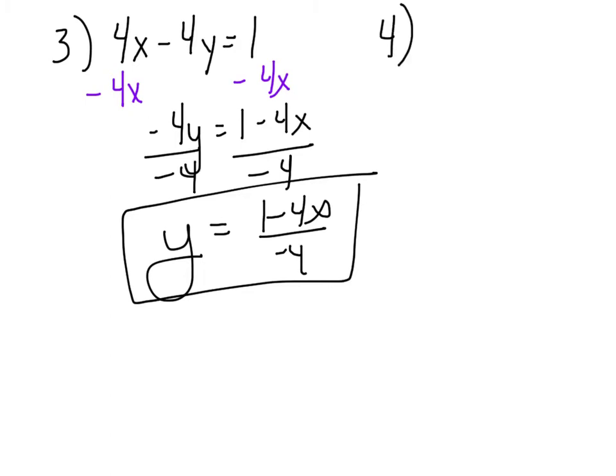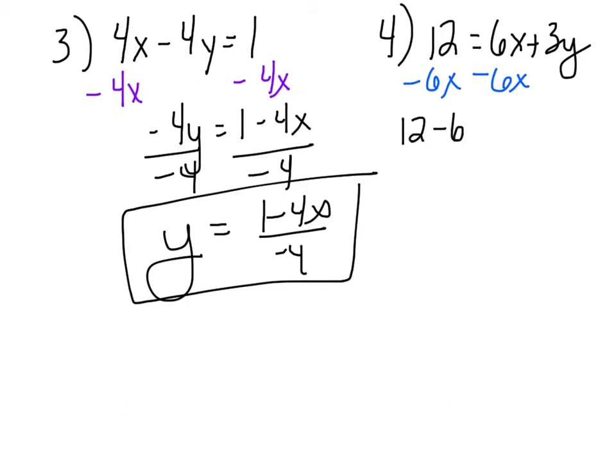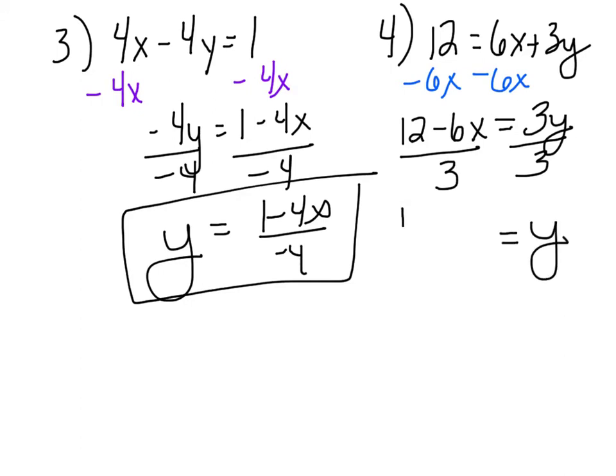Number 4. 12 equals 6x plus 3y. I want to get the y by itself. So I want to get this term by itself, so that means I have to move the 6x. So the opposite of 6x is minus 6x. That gives me 12 minus 6x, which you cannot combine. They are not like terms. I now have to get rid of a times 3, so I divide everything by 3. So I get y equals 12 minus 6x divided by 3.